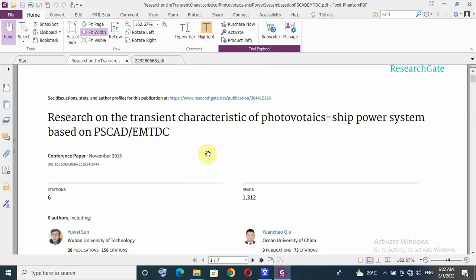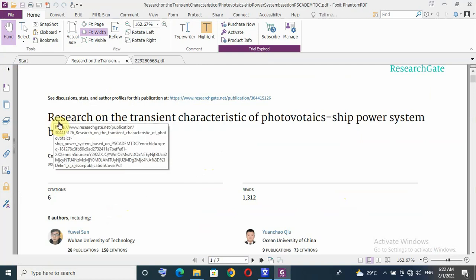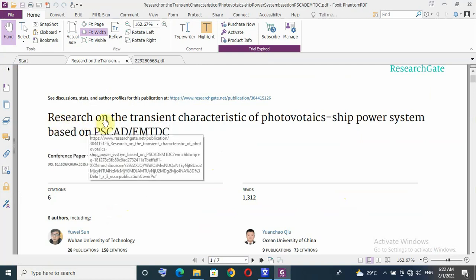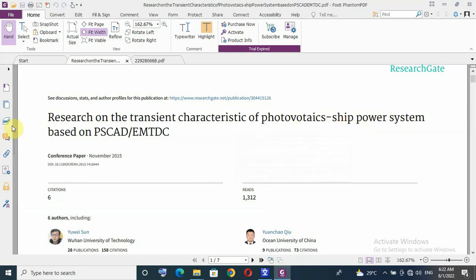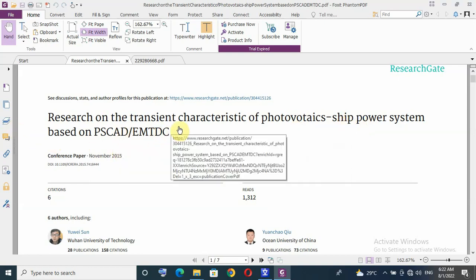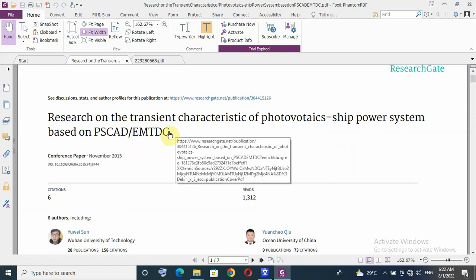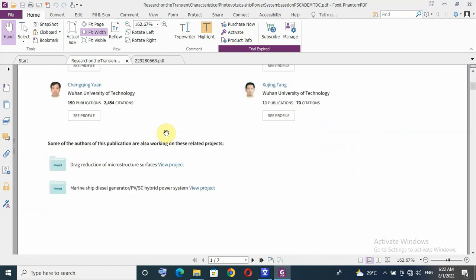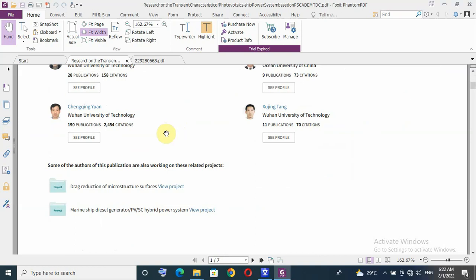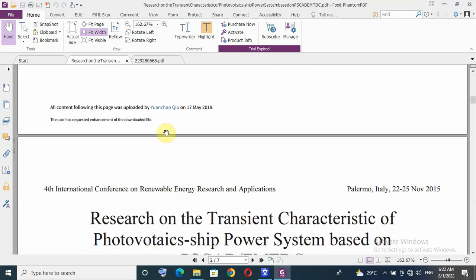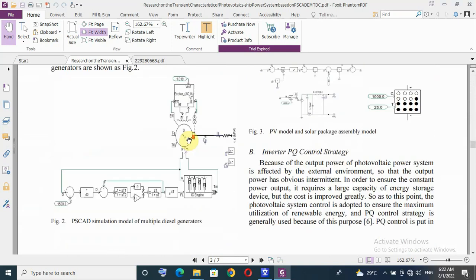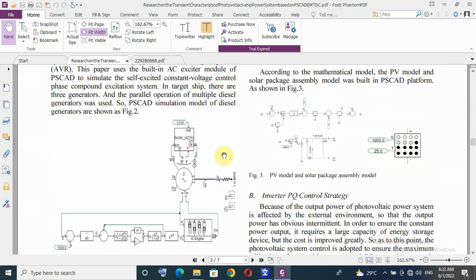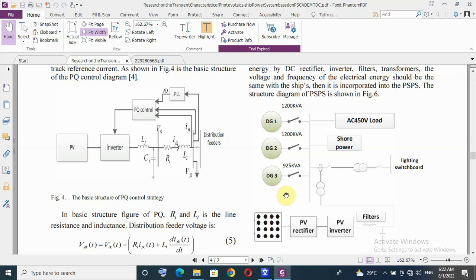two papers. One of them is titled Research on Transient Characteristic of Photovoltaic for Ship Power System based on PSCAD. This paper studies the transient characteristics when connecting a PV inverter with a ship power supply. The ship power supply here consists of diesel generators, DG, I think 3 DG, with PV.